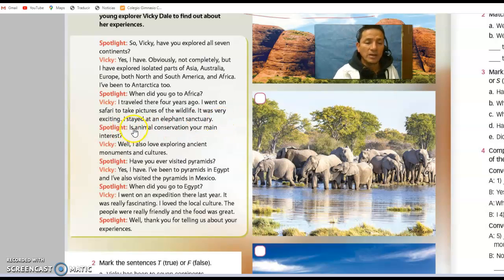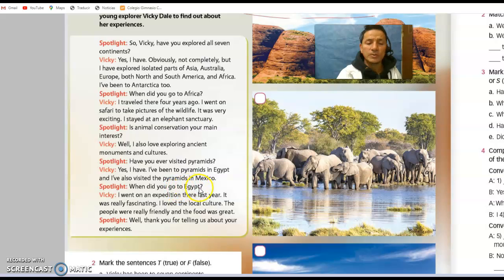Spotlight: Is animal conservation your main interest? Vicky: Well, I also love exploring ancient monuments and cultures. Spotlight: Have you ever visited pyramids? Vicky: Yes, I have. I've been to pyramids in Egypt, and I've also visited the pyramids in Mexico.